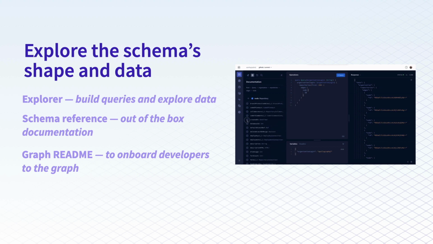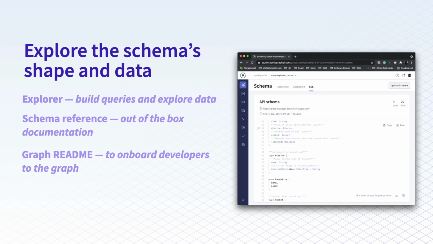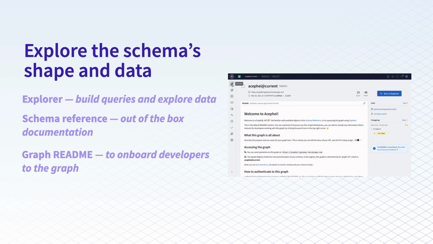Once you register your graph to the Apollo platform, you get access to a number of helpful schema management, governance, monitoring, and querying tools. Specifically related to exploring the schema's shape and data, Apollo Studio has the Explorer, which is a GraphQL IDE, which you can use to build queries, explore data, and work on local development graphs. The Schema reference, which is an out-of-the-box documentation page that lets you see the entire schema's queries, mutations, types, and so on. And there's also the README page, which is exactly what you think it is.